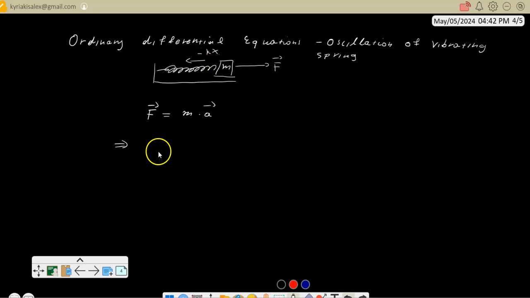From here, mass times acceleration equals minus k times x. When you pull this mass, there is a tendency of the spring to go back. You pull away the mass m, and then you leave it, and then there's a tendency to produce oscillation.